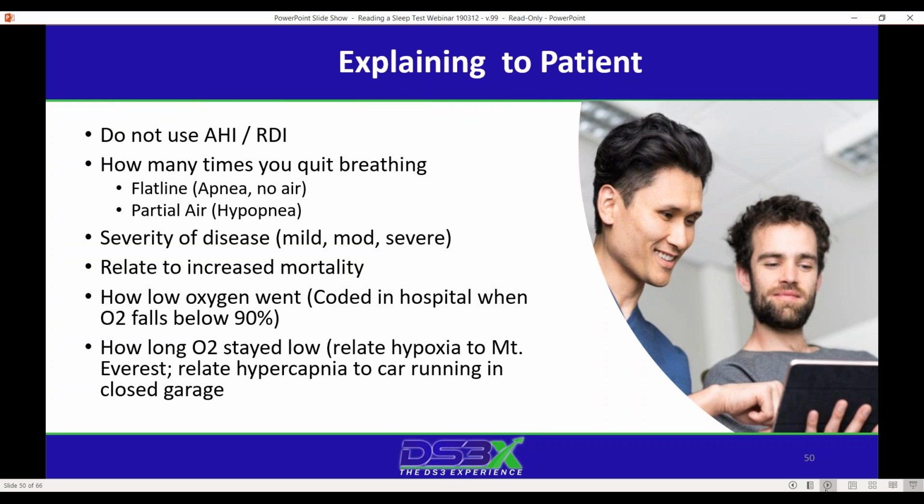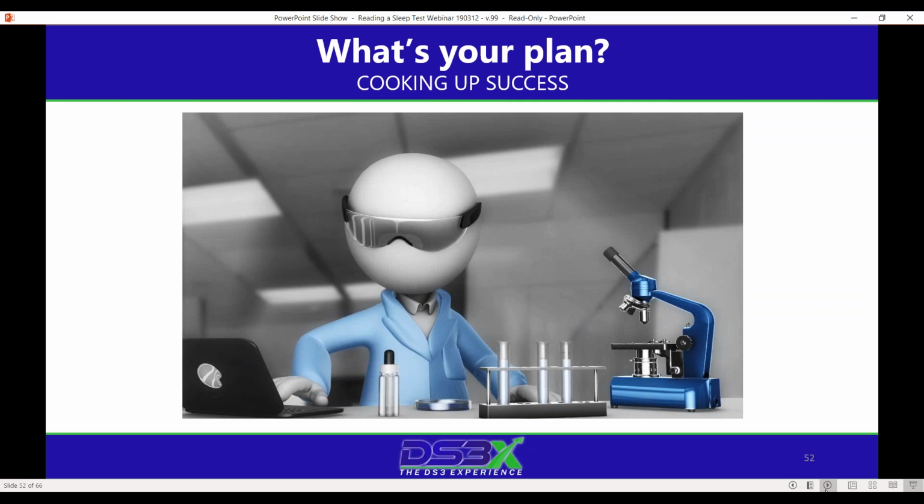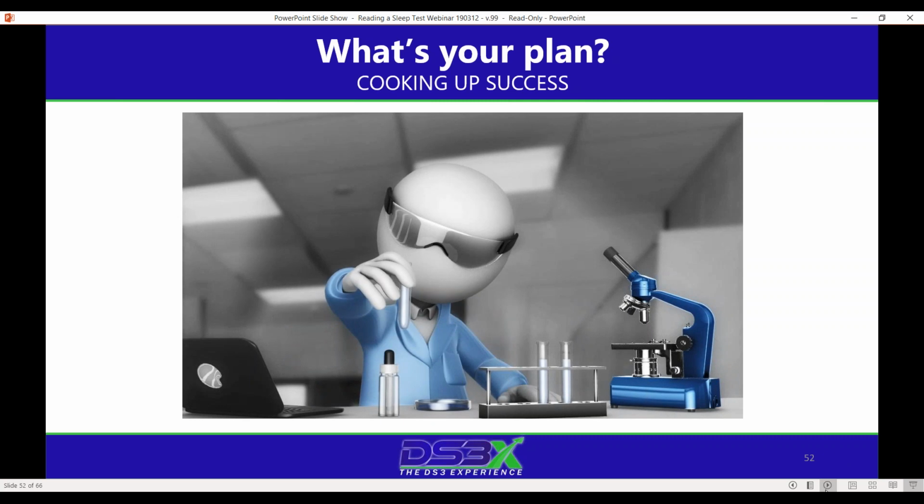If your AHI is 15, you're quitting breathing 15 times an hour. Every 4 minutes, you're struggling to breathe. That's why you don't feel good. That's why you're sleepy. That's why you have high blood pressure. So use them all and relate it to your patients as far as what it means to them. When you're talking to the doctors, of course, you can use AHI and all the things that hopefully you've learned through this today.